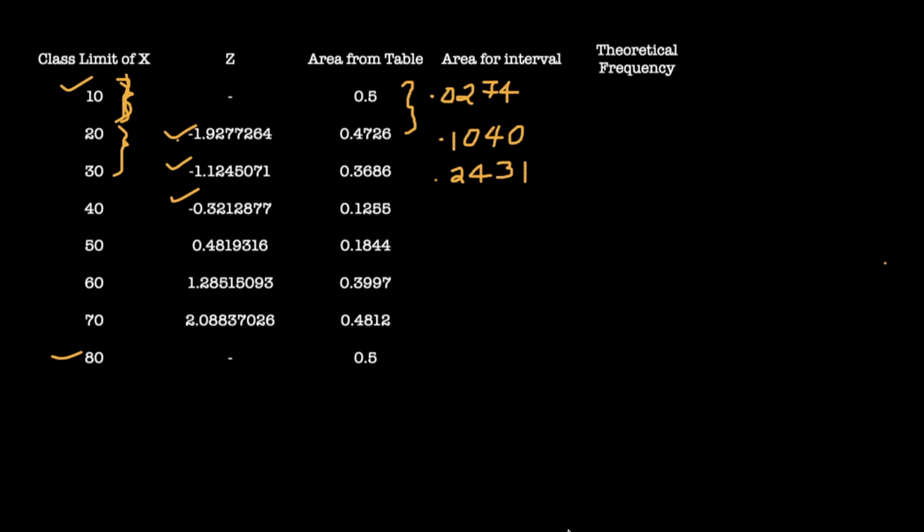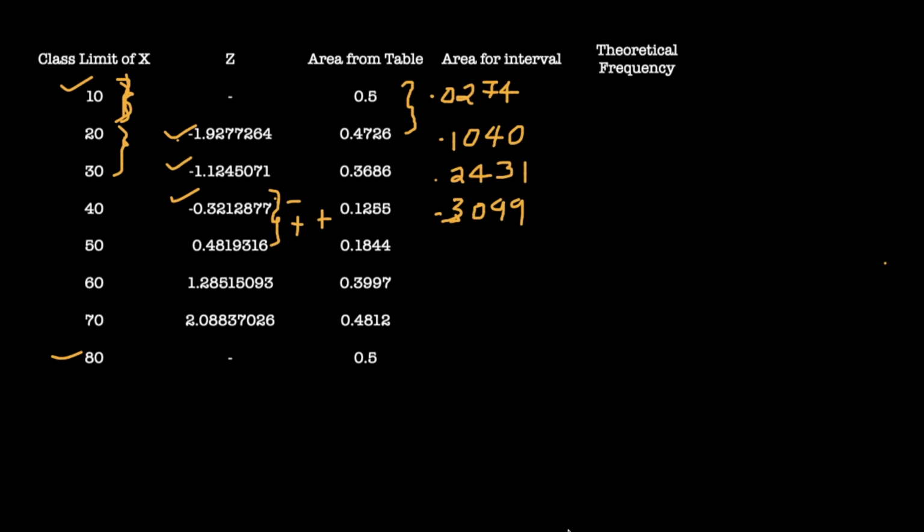So in this case only we have to add these two values, right? Why are we adding it? We are adding it because the standard normal variate for these two values has two different signs. One is negative, the other one is positive. So we have to add these two values, right? So when we add 0.1255 and 0.1844, we'll get 0.3099, and it should be written in between these two values.